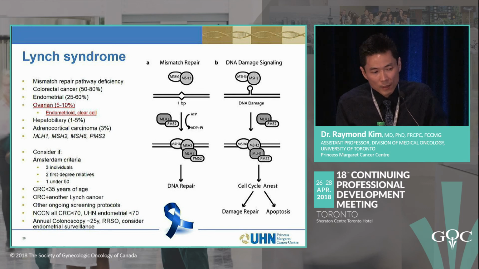In NCCN, they state that all colorectals under 70 should have immunohistochemistry to rule out Lynch syndrome. And the same thing at our center, a lot of the women with endometrial cancer are being screened immunohistochemically for Lynch syndrome. The management there is generally colonoscopy, consider endometrial surveillance, and risk-reducing salpingo-oophorectomy.